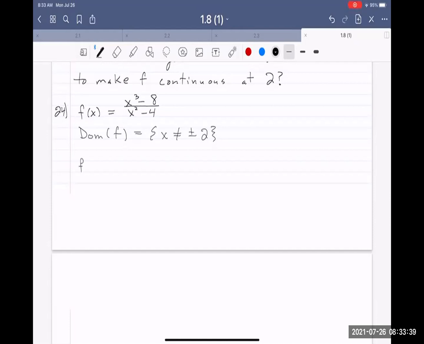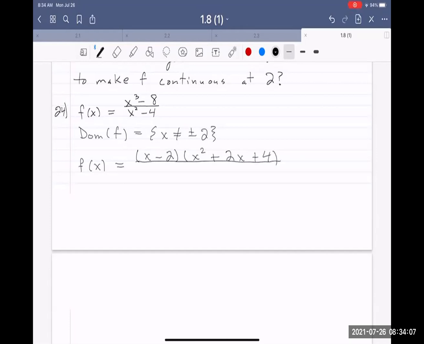f of x is equal to x cubed minus 8. Let's factor that. By using the difference of cubes formula, the special product formula, I get that this factors into x minus 2 times x squared plus 2x plus 4.